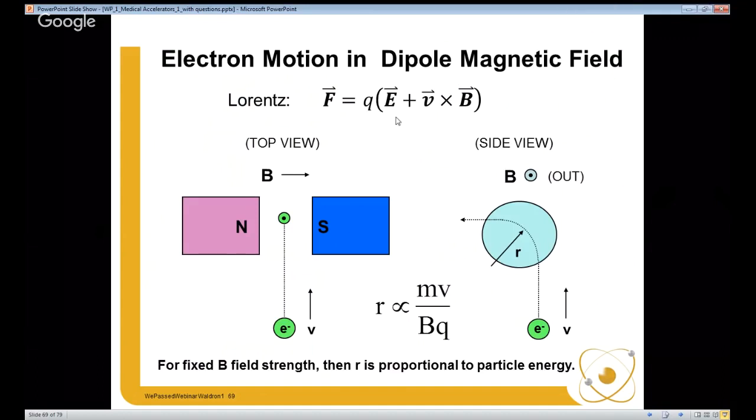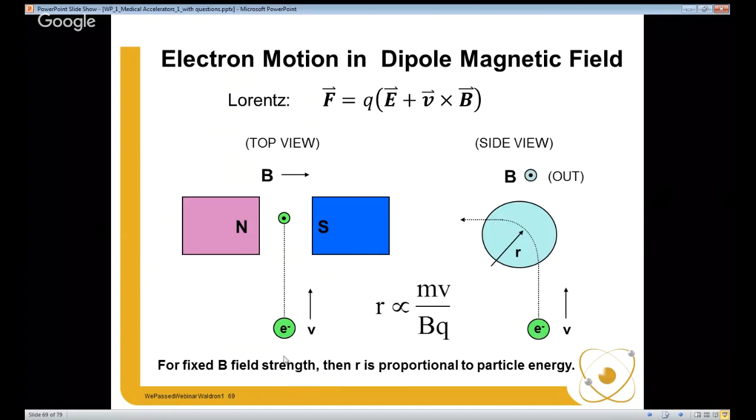Recall, we have the Lorentz-Force law that says that if we have an electron with some velocity in a magnetic field, the force it will experience is going to be crosswise with the magnetic field. In other words, an electron with some velocity will constantly turn while it's in a magnetic field.